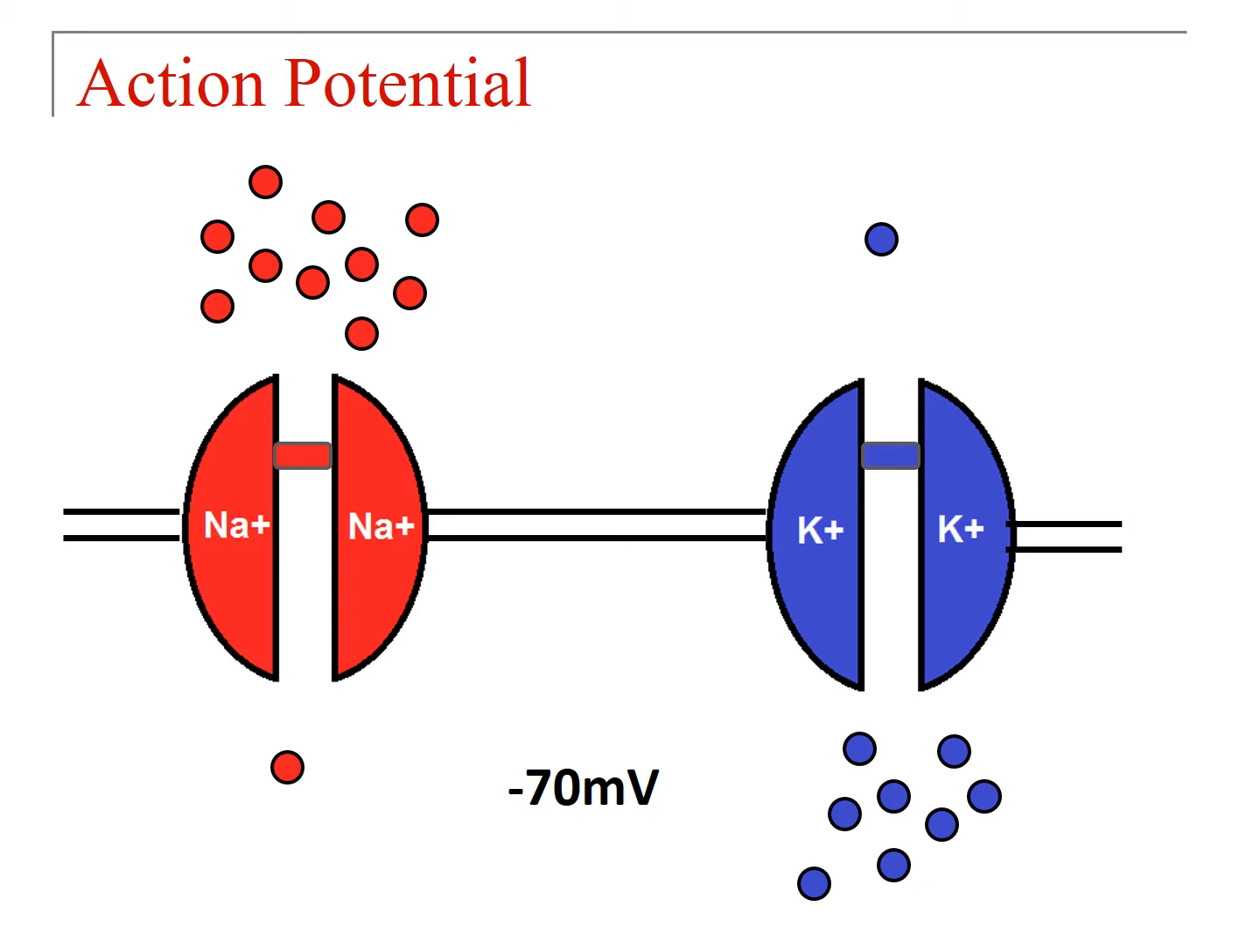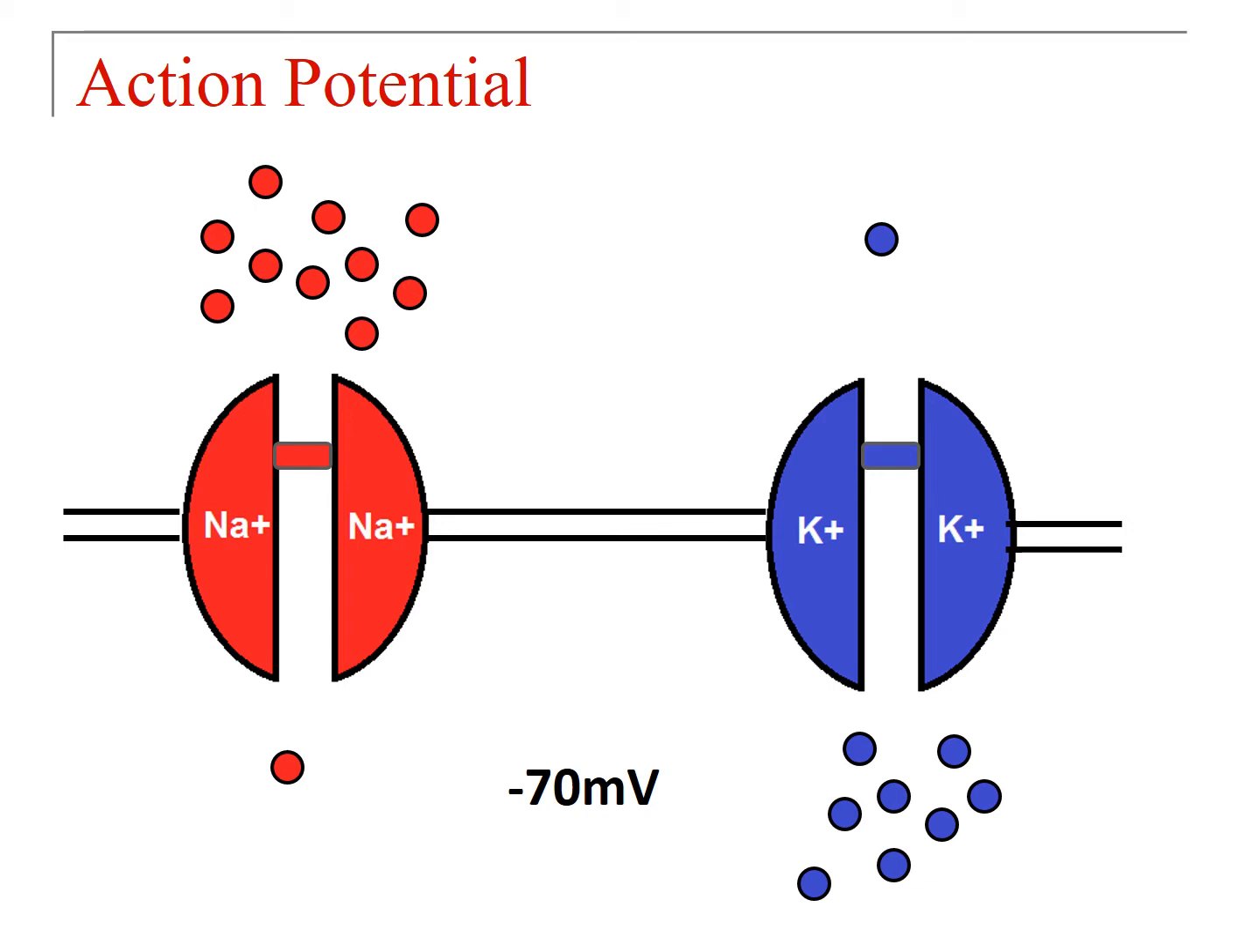Now, as you can see in the diagram here, there's a lot more sodium on the outside than there is on the inside. There's also a lot more potassium on the inside than there is on the outside. Okay? Now, there is more sodium on the outside than there is potassium on the inside. And so basically, this results in a slightly lower charge on the inside of the membrane as opposed to the outside of the membrane. So basically, there's a charge of negative 70 millivolts on the inside.